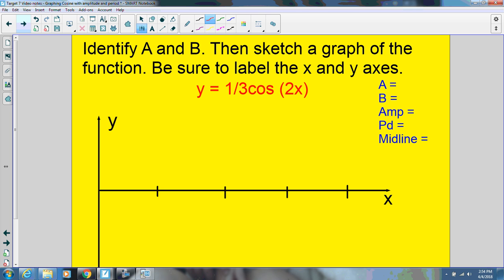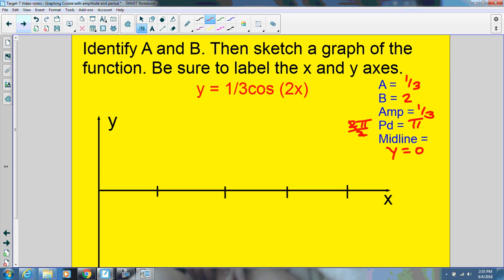All right, let's check in. Obviously, if you need a little bit more time, feel free to pause me. So the A value is 1/3. The B value here is 2. The amplitude will be 1/3. The period is 2 pi divided by the B value, so that means the period is pi. The midline is y equals 0.